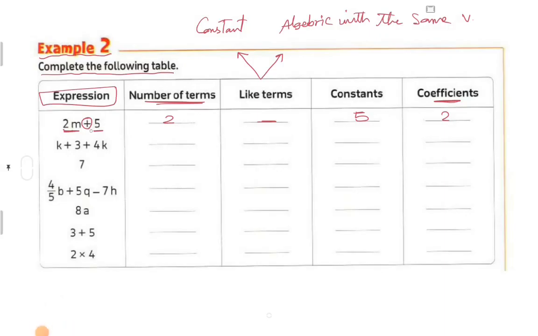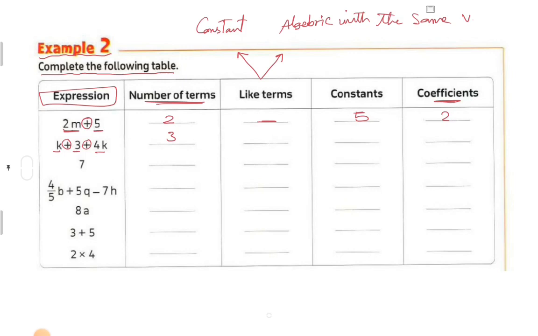Another expression, k plus 3 plus 4k. What's the number of terms? We have plus and plus, so 1, 2, 3 terms. Like terms may be constants. We have just one constant. Okay, there is no like term in constant form.